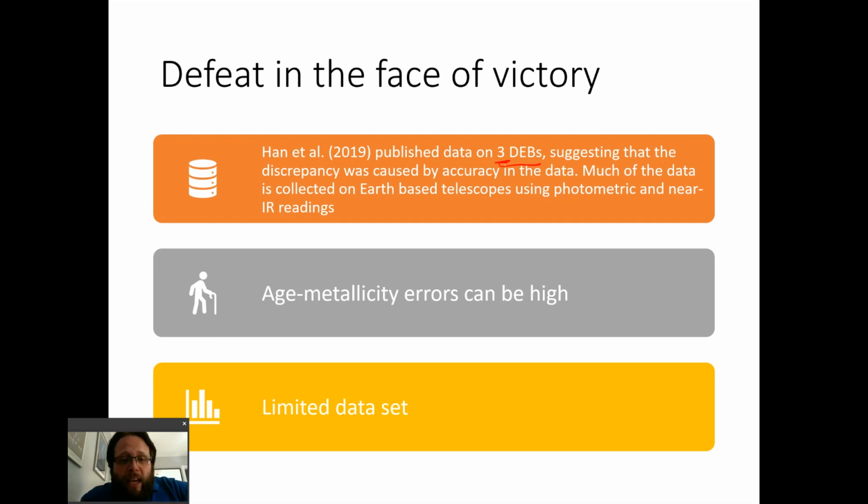Now, here we can see that the next one was the actual age and metallicity errors. This could be quite high.